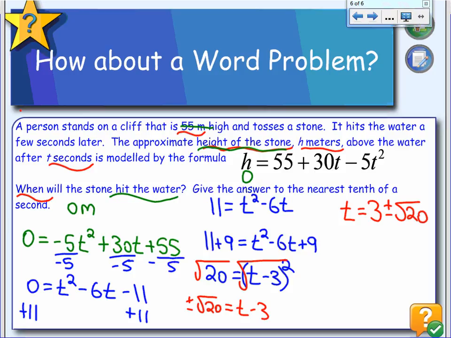So if you calculated both your answers, you would get t equals 7.5, and you would get t equals negative 1.5. Depending on whether you use the plus or the minus symbol. The plus symbol gives you this answer. The minus symbol gives you this answer. That one does not make sense because you can't have negative time. So your final answer is right there.